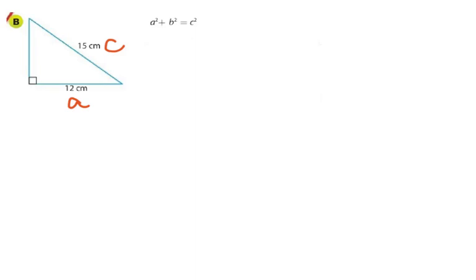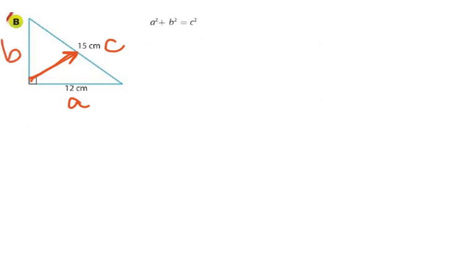Well, how do I know that's a c? Well, first of all, it's opposite of my right angle, and it's the longest side here, so I can see that it's the longest side. But the main giveaway is that it's opposite of my right angle. So my b is actually over here.